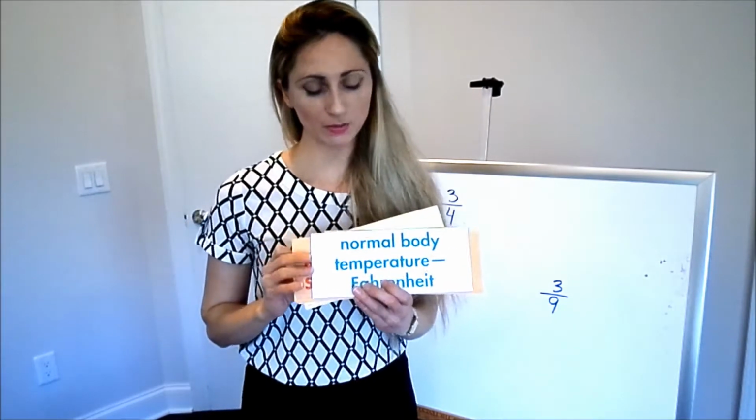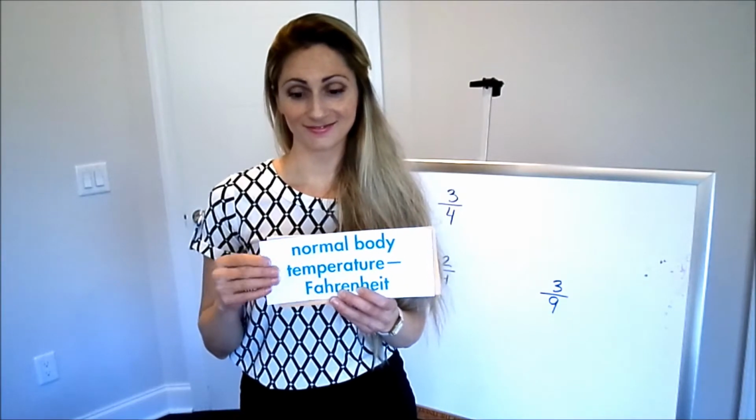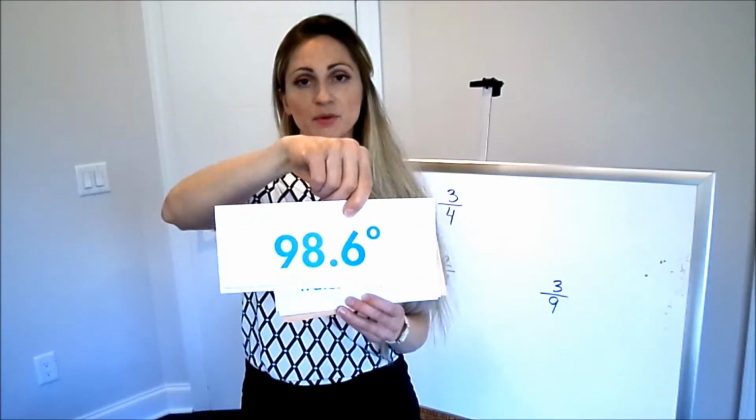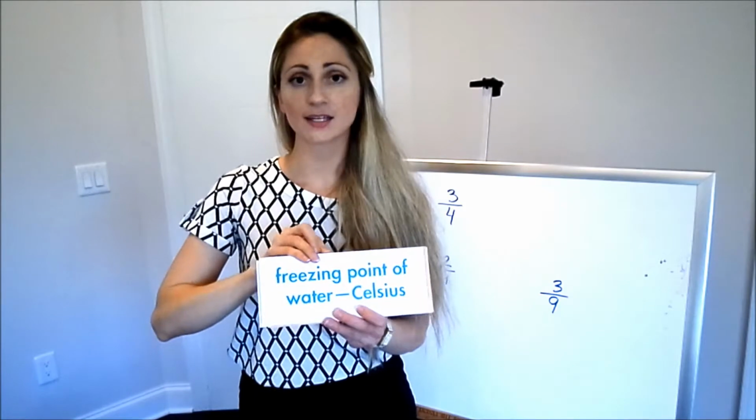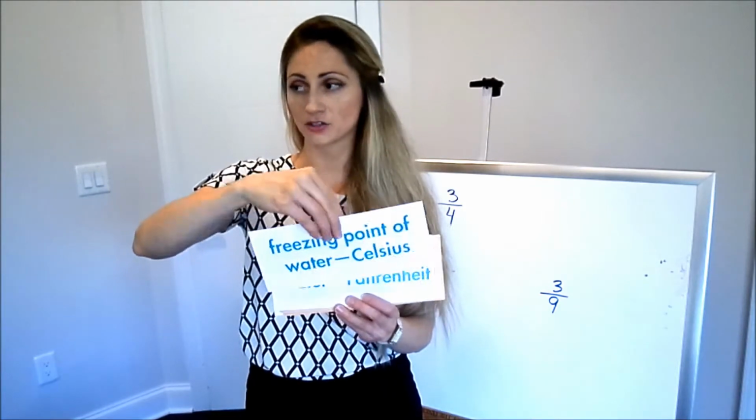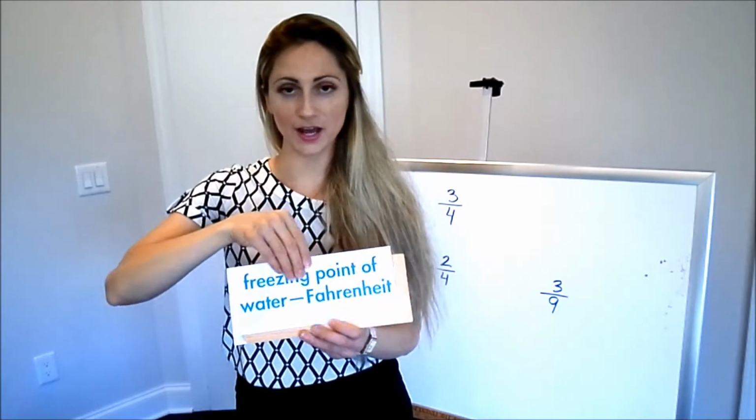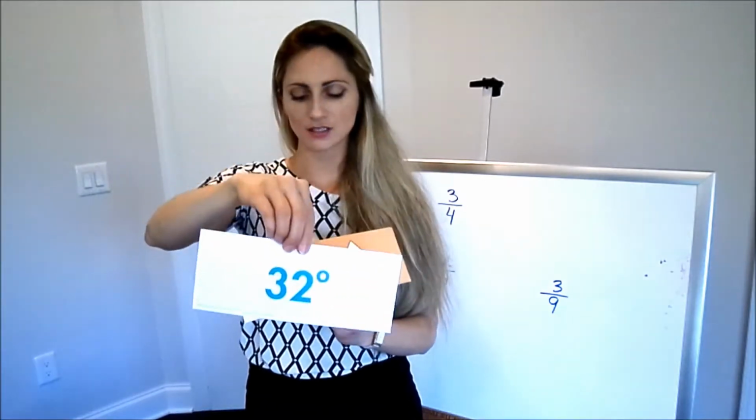Who can tell me what the normal body temperature is in Fahrenheit scale? 98.6. Yes, 98.6. What's the freezing point of water on the Celsius scale? 0 degrees Celsius. And Fahrenheit, same point. 32 degrees. Good. Very good.